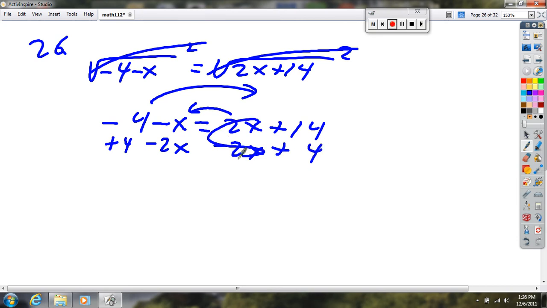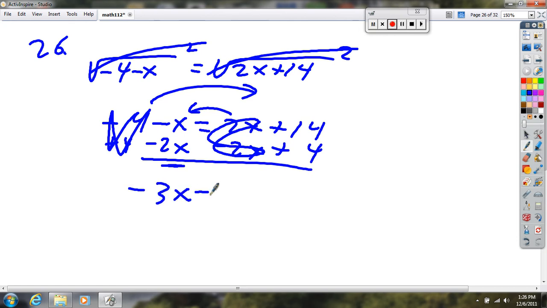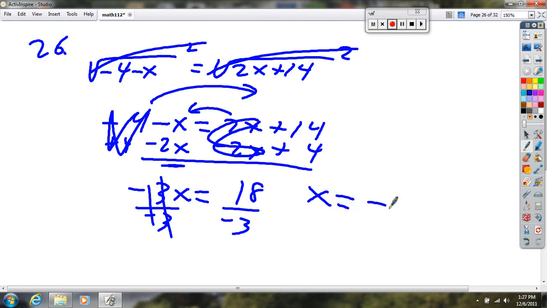The 2x minus 2x cancels. The plus 4, the 4's cancel. Here, negative 1x, negative 2x is negative 3x equals 14 and 4 is 18. Divide by negative 3. Negative 3's cancel. So x equals negative 18 divided by 3, which is negative 6.